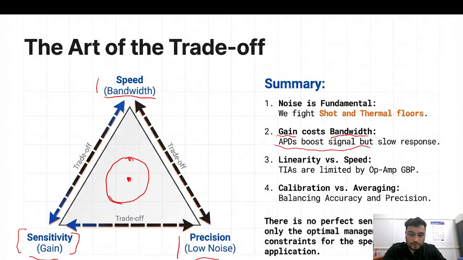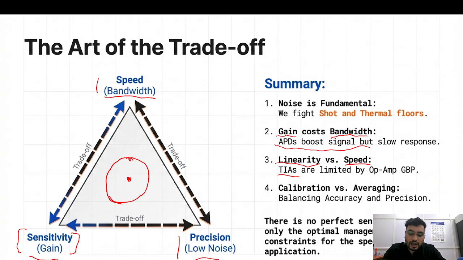If you are going for the PIN, you can have speed, but you will not have the gain. So you need to deal with linearity and speed as well. TIAs are limited by the op-amp GBP, so in that case we need to deal with the TIA. Then after that, calibration and averaging come into play, which will take care of the precision and accuracy.